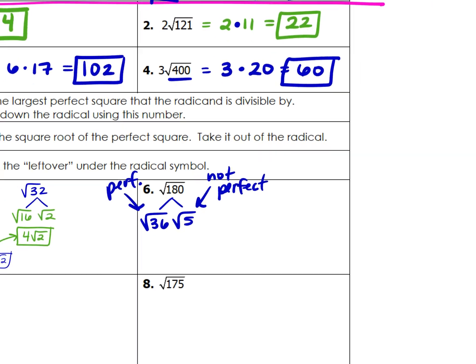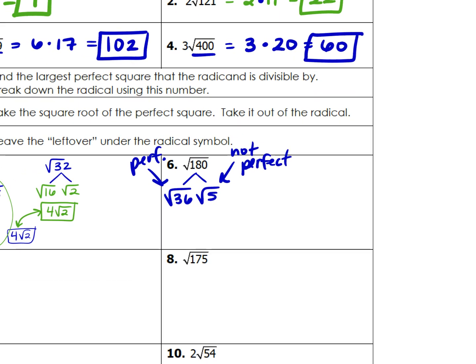Okay? So from here, now you take the square root. The square root of 36 is 6. The square root of 5 we can't do anything to, so that's going to be your answer. Okay, so you're just breaking things down into simplest radical form.